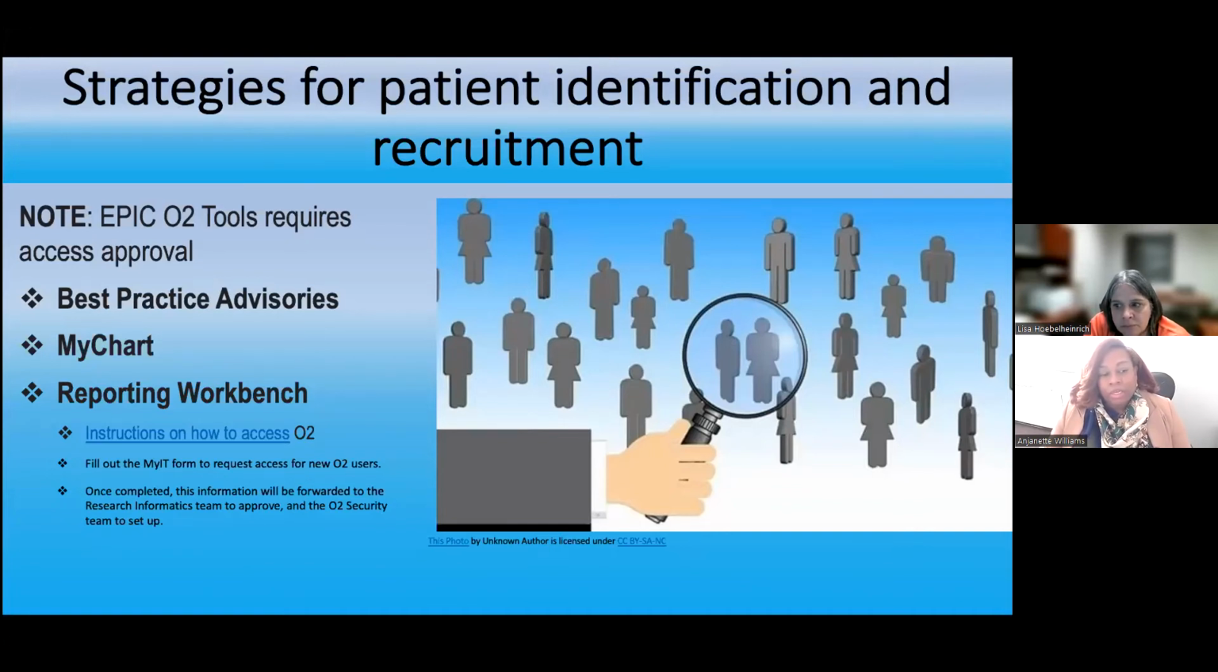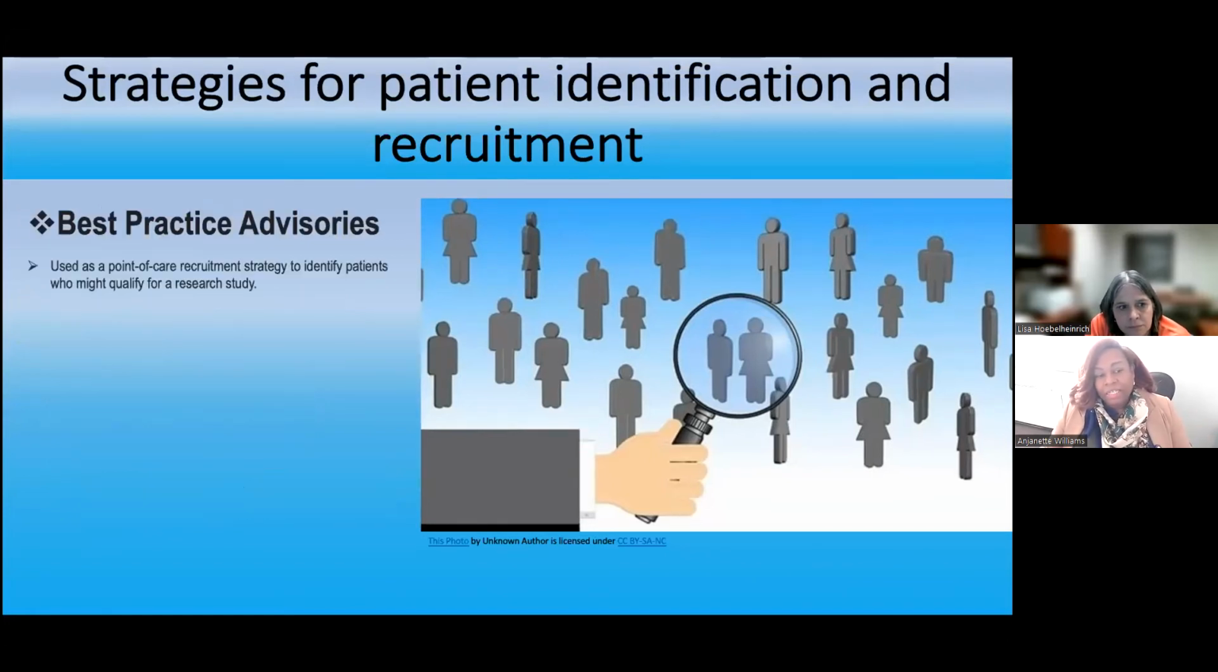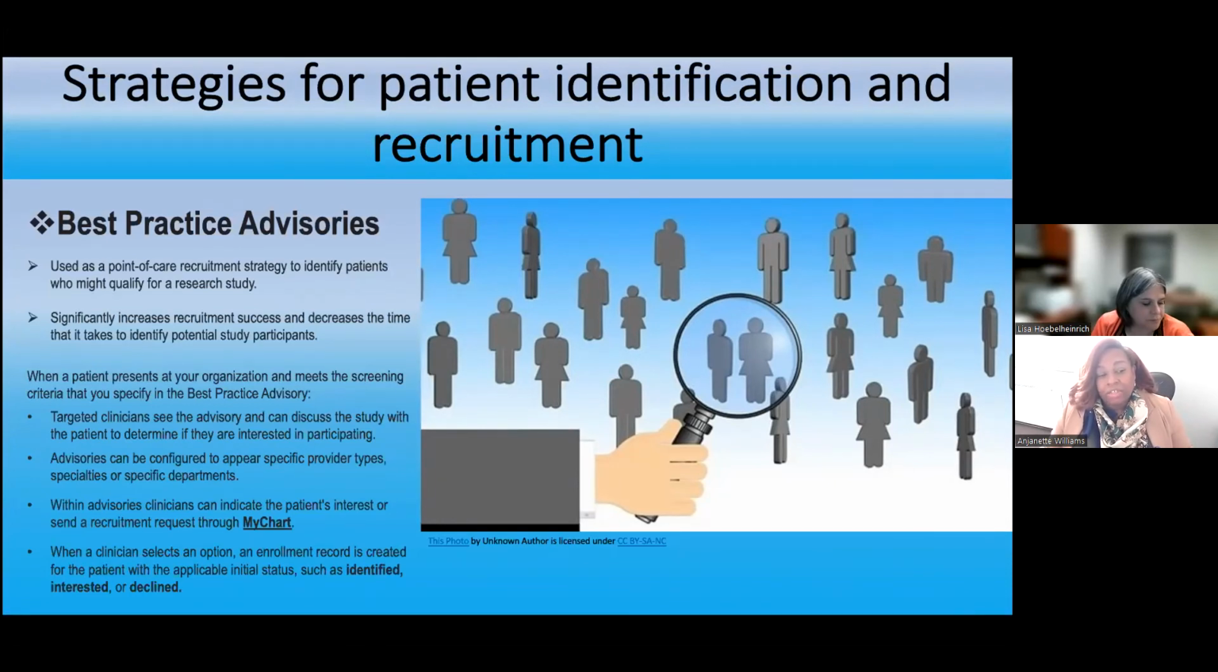So going on to the EPIC tools, they require that you have access. That's the very first thing that's important about using EPIC is that you have to have access. And that goes to best practice advisories, MyChart, and the Reporting Workbench as well. So you can go to the next one, Shravani. Best practice advisories are for point of care and to identify who might qualify for a study. That's what it's for, using the point of care recruitment strategy.